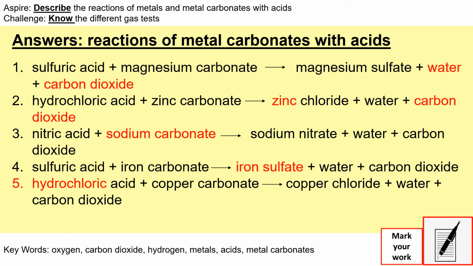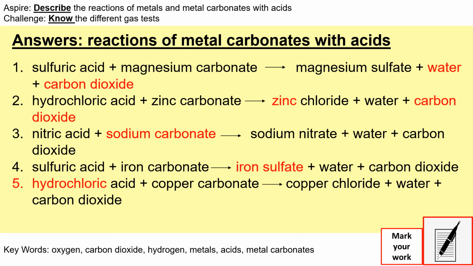Question number 4, sulfuric acid plus iron carbonate will give us iron sulfate plus water plus carbon dioxide. Again, we've got sulfuric acid, so we'll make a sulfate salt, and the word iron comes from the first word of the base. And the last question is hydrochloric acid plus copper carbonate gives us copper chloride plus water plus carbon dioxide. Again, the hydrochloric acid will give us a chloride salt, and the copper comes from the first word of the base.